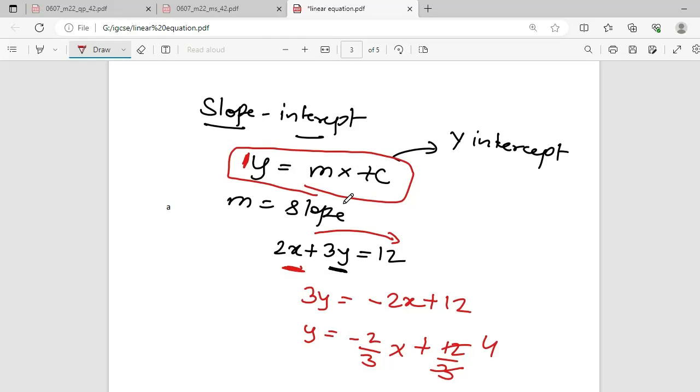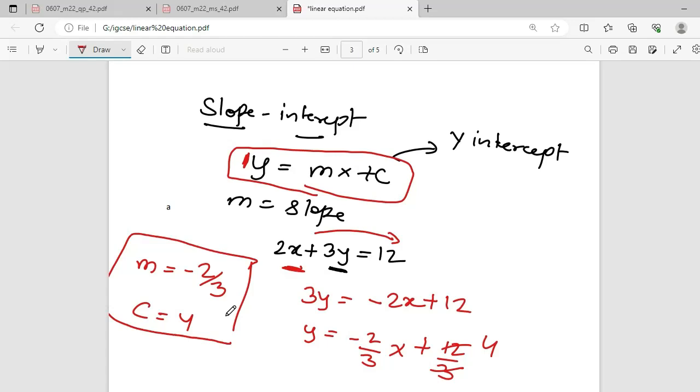Now if we compare with mx, the coefficient of x is m here, so our slope or gradient in this case is minus 2 upon 3, and c, which is the y-intercept, our answer is 4. So this is how we can find the slope and the y-intercept using the slope intercept form.